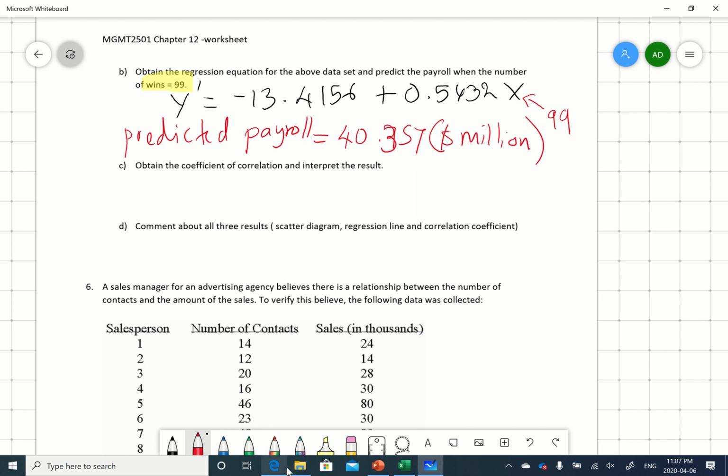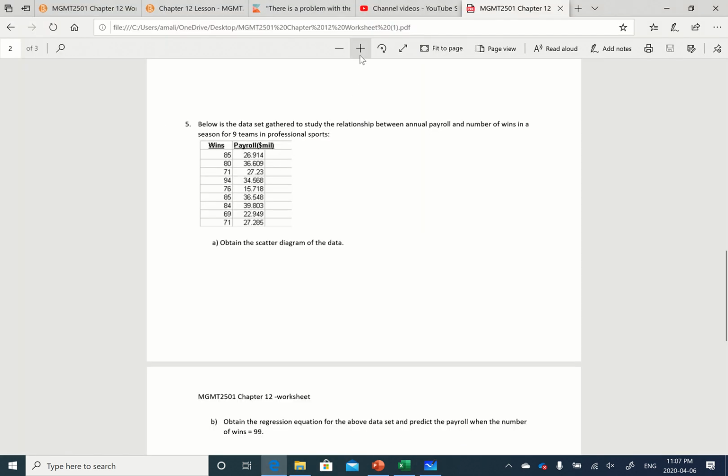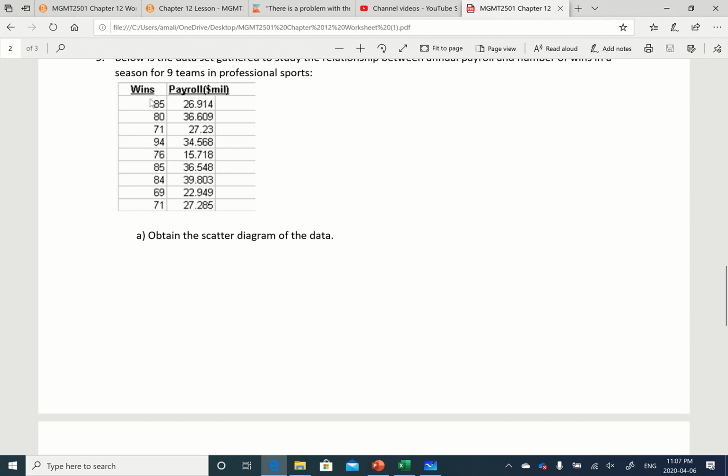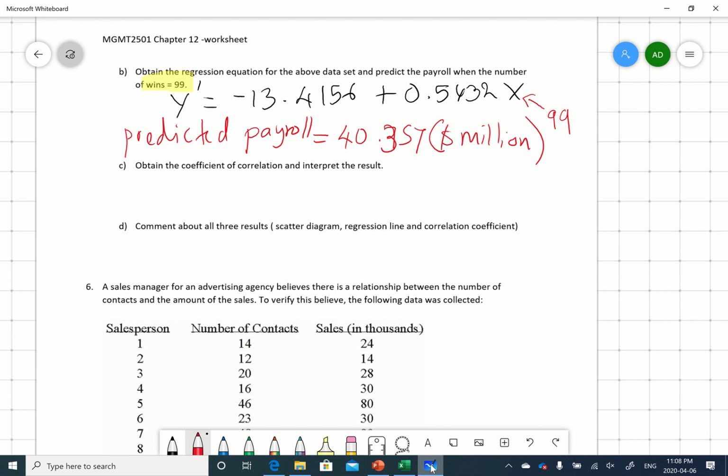When you go back to the question, you can see these are your actual data, wins versus the payroll. When you scan through the wins, 99 is not there. That means they didn't observe 99. Even though they didn't observe 99, because of the regression equation, we could predict the payroll for 99 wins. So that's one other use of the regression equation: you can predict y values for given x values.